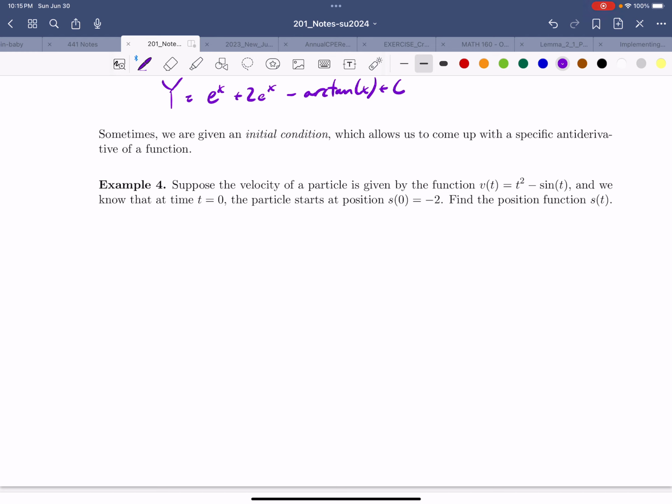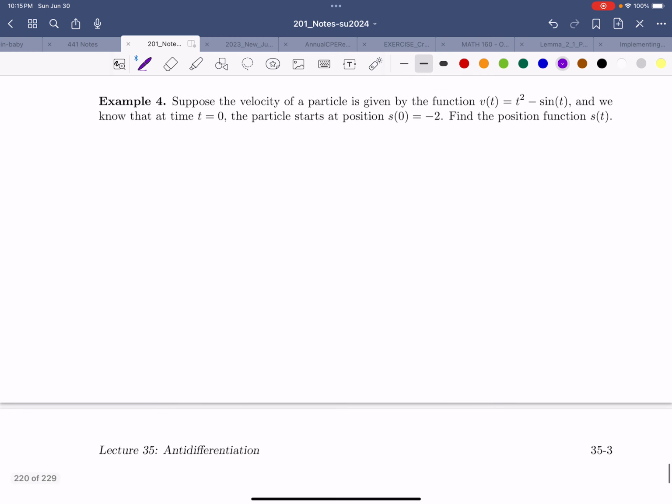Now, sometimes we are just given a general function. We write plus c and we're done with it. Sometimes we're given a word problem, or something else. Whether it's a word problem or just a problem, there's something called an initial condition, which means there's an extra piece of information, and we're able to solve for c. Let's take a look at an example.